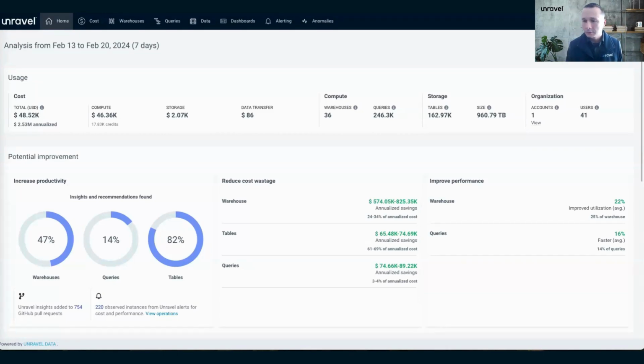Okay, so one more question. All right, what is the most efficient way to manage my clusters? Okay, I'm just going to say it. We're a little biased here, right? So the most efficient way to manage them would be to leverage Unravel.